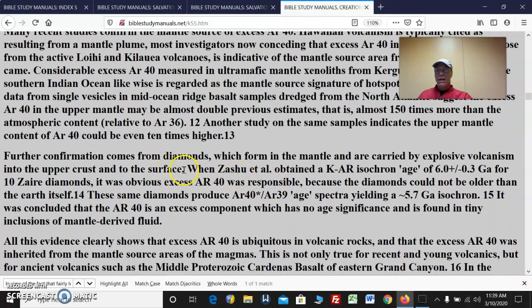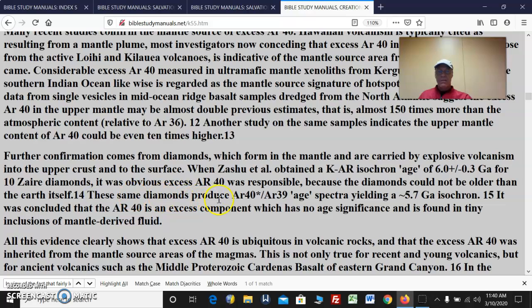Further confirmation comes from diamonds, which form in the mantle and are carried by explosive volcanism into the upper crust with the excess. So when you're in the crust, it doesn't matter. The age depends upon what happens below the crust, not how old it is. When Zashu obtained a potassium-argon isochron age of 6 plus or minus 0.3 billion years for 10 Zaire diamonds, it was obvious excess argon-40 was responsible, because the diamonds could not be older than the Earth itself. See, it's so great.